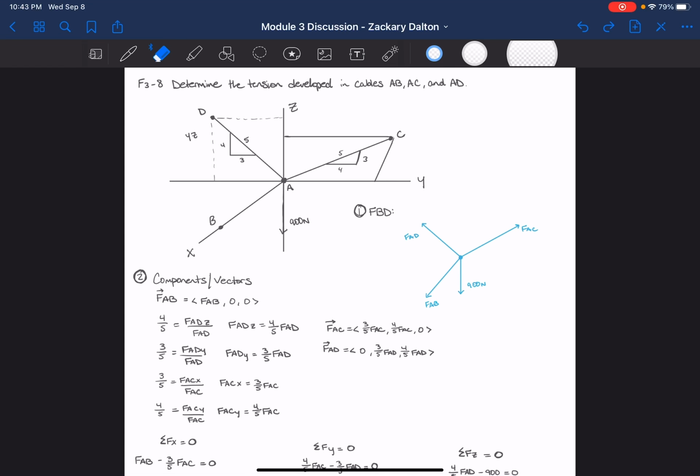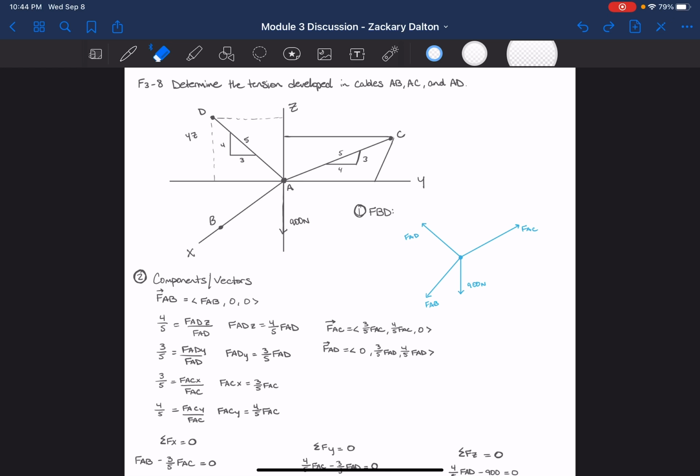Hello everyone, welcome back. We are now going to be looking at the second problem, F3-8, which states the following. Determine the tension developed in cables AB, AC, and AD. Now, as we looked at the last problem, we noticed that it was a 2D problem, but now we're actually going to be dealing with a three-dimensional problem.